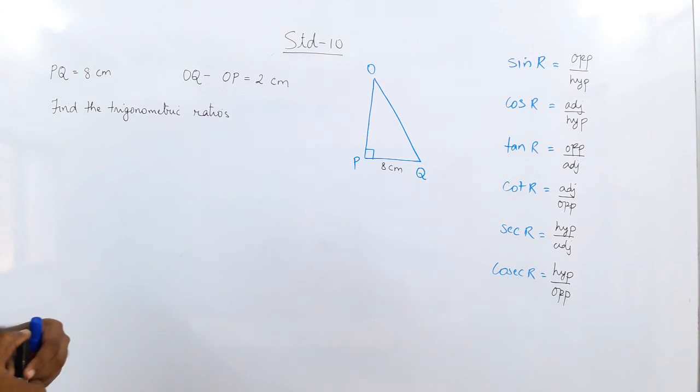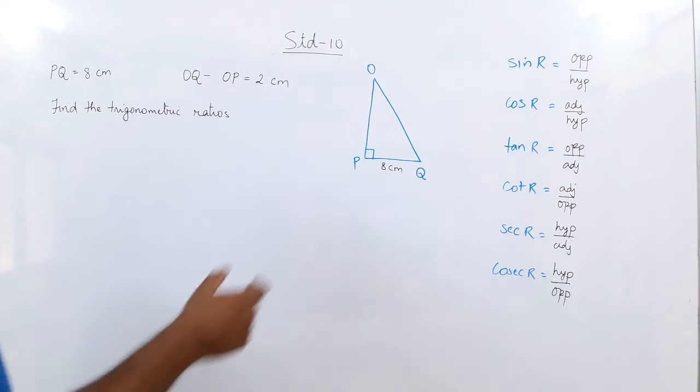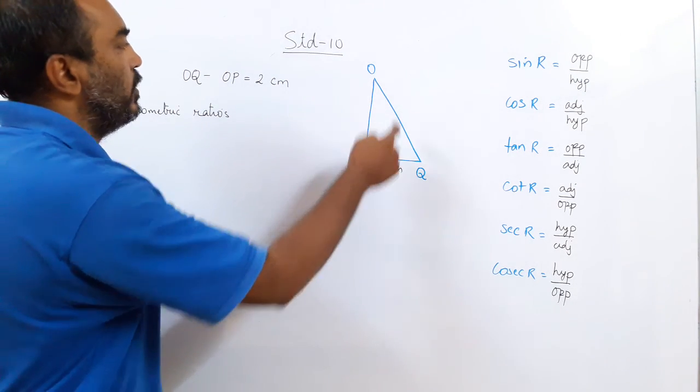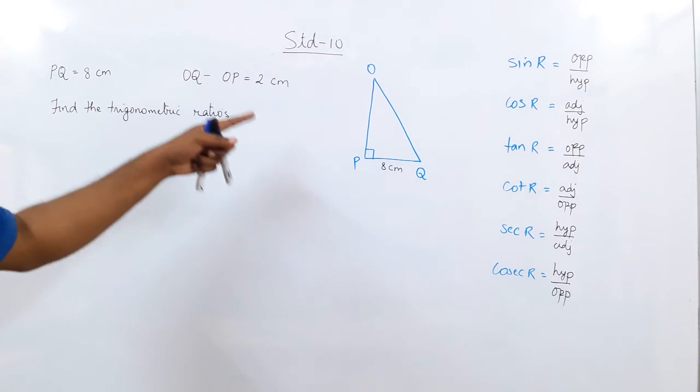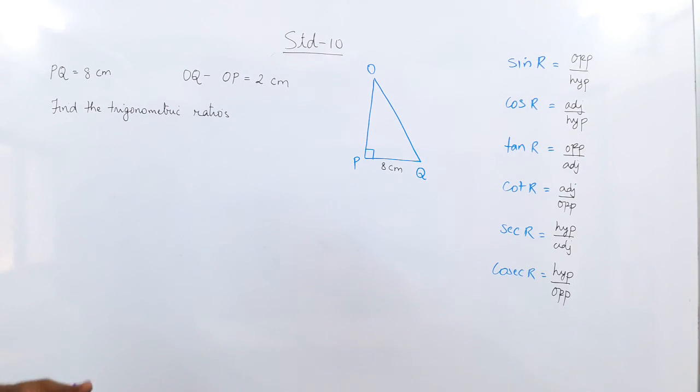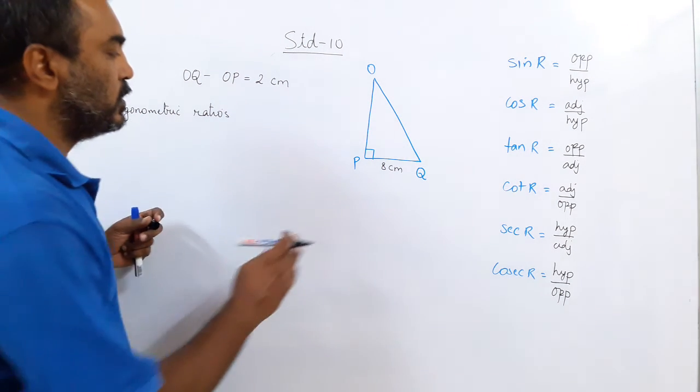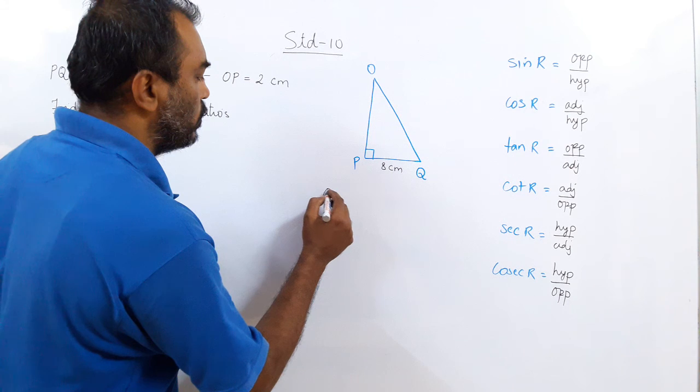Now this depends upon the information given to us. What is the information given? That this side is 8 and the hypotenuse minus the smaller side is 2. So from this information we have to find the remaining sides. What will we go to first? Obviously the Pythagoras theorem. So what is the Pythagoras theorem?